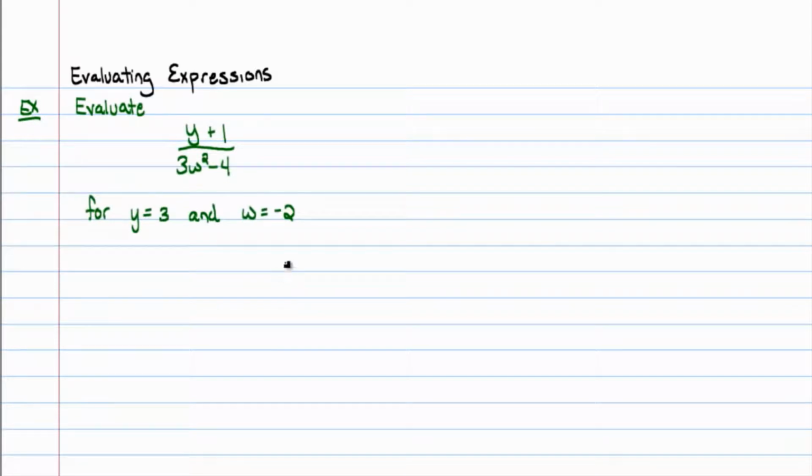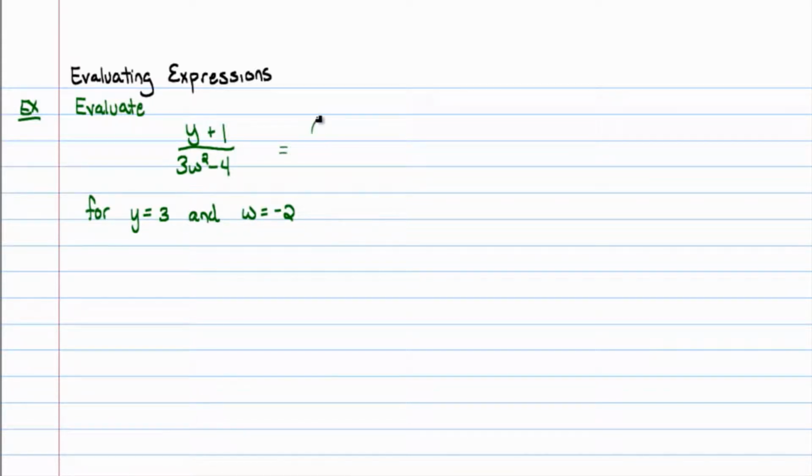The next little subtopic here is evaluating expressions, and that essentially means just plugging in values for the unknowns when I give you values, or when you're given values. So let's try an example here. Let's go ahead and evaluate (y plus 1) divided by (3w squared minus 4) for y equals 3 and w equals negative 2.